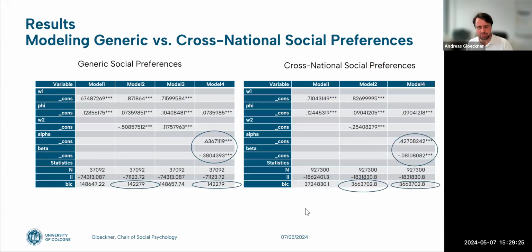If you take into account cross-national social preferences, which are just interactions with 25 nations, then you find essentially the same effect, that Model 4 and Model 2 are the best models. And you already see that these coefficients for alpha and beta look a bit different here. So there seem to be some differences between generic social preferences and cross-national social preferences. We will investigate them in a bit more detail later.